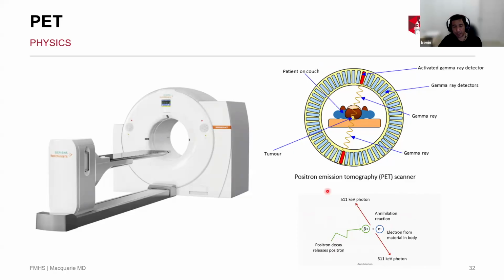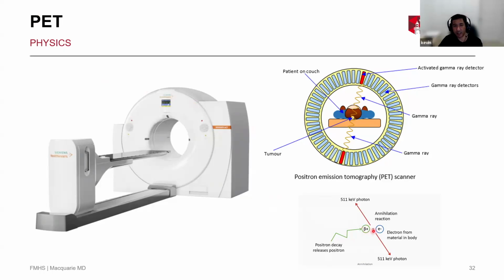Fluoride 18 is proton heavy compared to normal fluoride. So it has one less neutron than it should. And as a result, it doesn't like that imbalance. It tries to turn one of the protons into a neutron, and it does that by releasing a positive electron, and that's where the positron comes in.